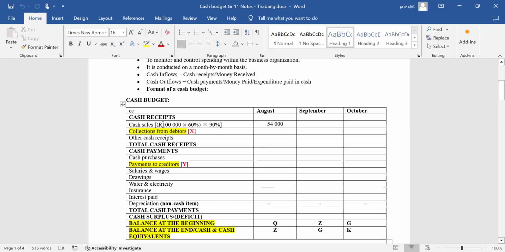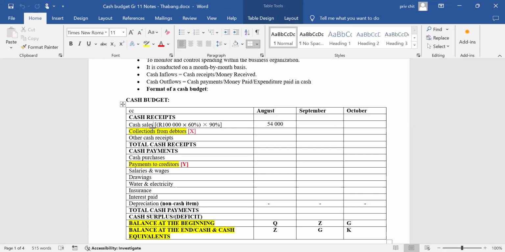And then some of the important sections that you would find in a cash budget form part of what we call cash receipts. So what are cash receipts? In simple terms, cash receipts relate to all the monies which the business has received. So how would the business receive money? They would receive money as a result of cash sales. If the business sells products for cash, that's what results in cash sales.